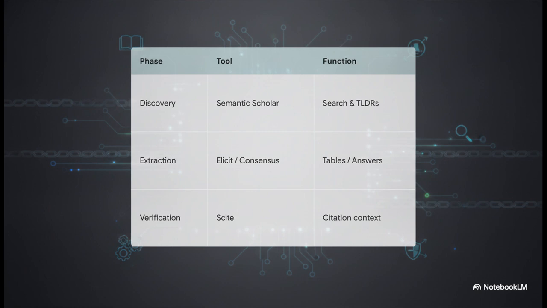For initial discovery and quick landscape sweeps, you fire up Semantic Scholar. When you move deeper into extraction, you use Consensus to test direct hypotheses and Elicit to instantly pull dense columns of structured data. Finally, you move to verification by plugging those findings into Cite to evaluate the true citation context. These tools don't compete, they complement each other perfectly to form a streamlined, bulletproof research assembly line.